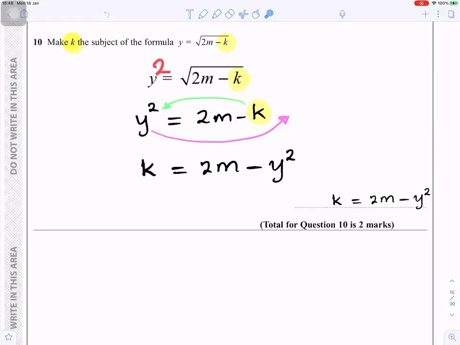Sometimes you might say you square the left side and square the right side. When you square both sides, the square cancels with the square root sign. So you have y squared is equal to 2m minus k. Now we want to get k on its own, and we want k to be positive. So we take the minus k to the left side, and it becomes plus k. The plus y squared goes to the right, and it becomes minus y squared. So you get k is equal to 2m minus y squared.